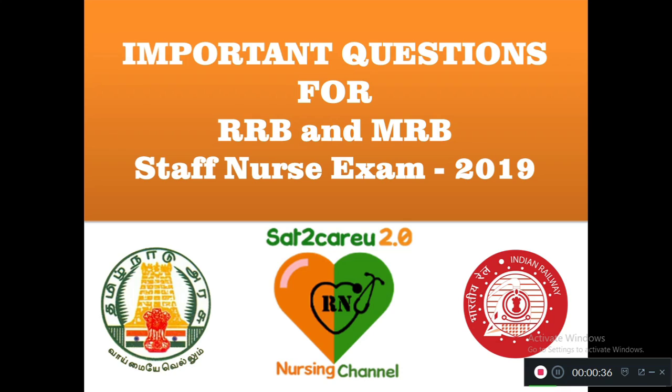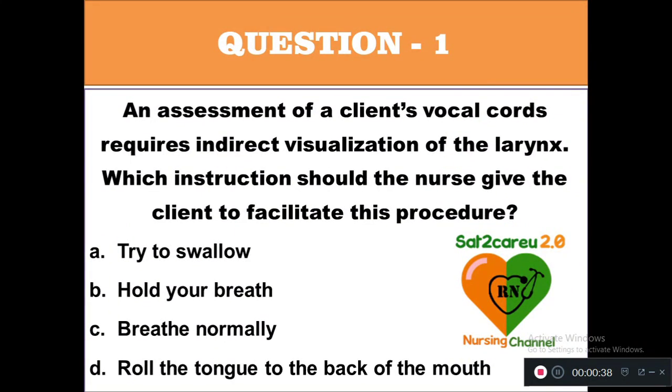Let's see the first question of the day. An assessment of a client's vocal cords requires indirect visualization of the larynx. Which instruction should the nurse give the client to facilitate this procedure? Option A. Try to swallow. B. Hold your breath. C. Breathe normally. D. Roll the tongue to the back of the mouth.